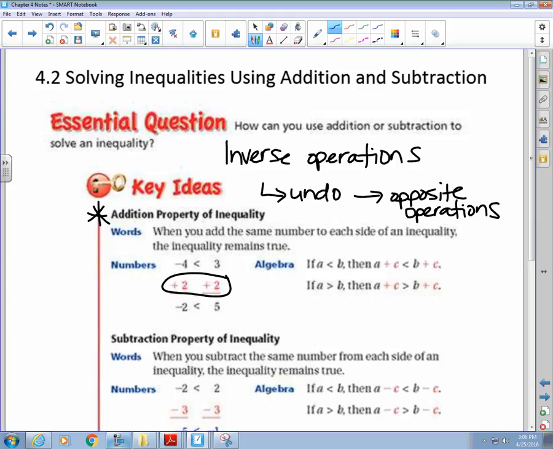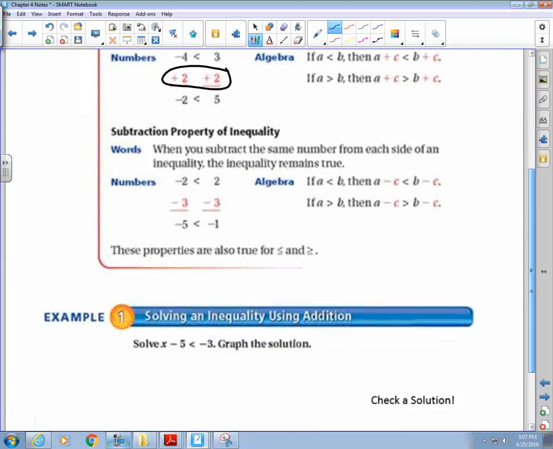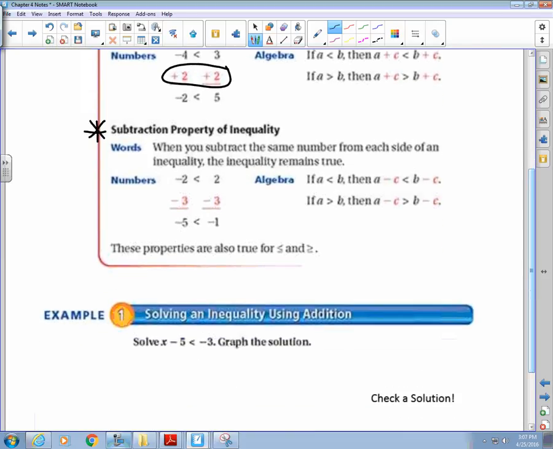So if we add to both sides of the inequality, both sides remain basically the same. They're both happy. If we subtract from both sides of the inequality, we have the same thing, the subtraction property of inequality. As long as we do the subtraction to both sides, both sides are happy and the inequality does not really change. It might look different, but it doesn't really change. That's very similar to what we did with equations.